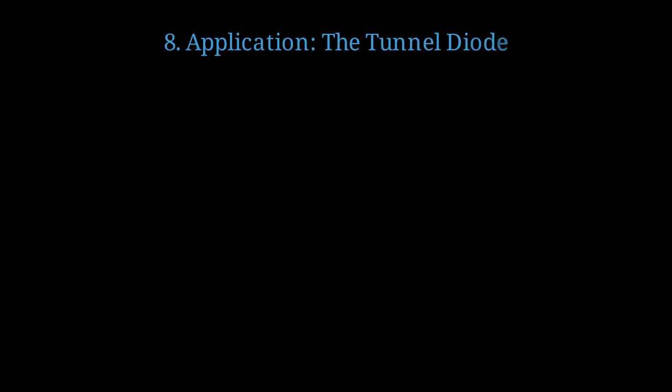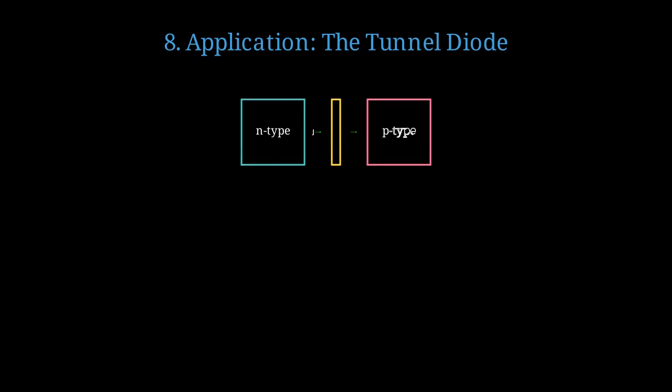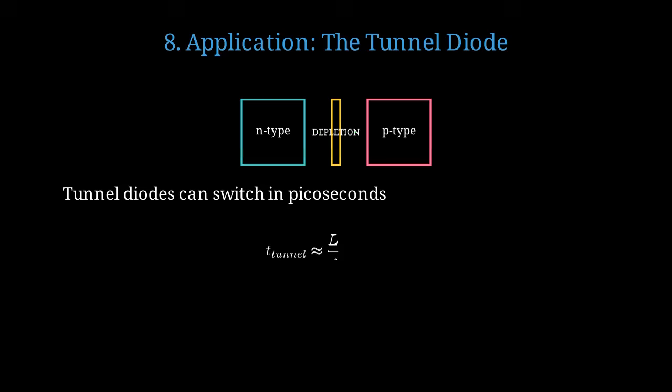Now let's see how tunneling is exploited in real electronic devices, starting with the tunnel diode. A tunnel diode consists of a heavily doped p-n junction with a very thin depletion region, only about 10 nanometers wide. Electrons can tunnel directly from the n-side to the p-side. Because tunneling happens at the speed of light divided by the effective distance, tunnel diodes can switch incredibly fast, in picoseconds, making them useful for high-frequency applications. The tunneling time is approximately the barrier width divided by the electron velocity, giving times on the order of 10 to the negative 13 seconds, or 1/10 of a picosecond.